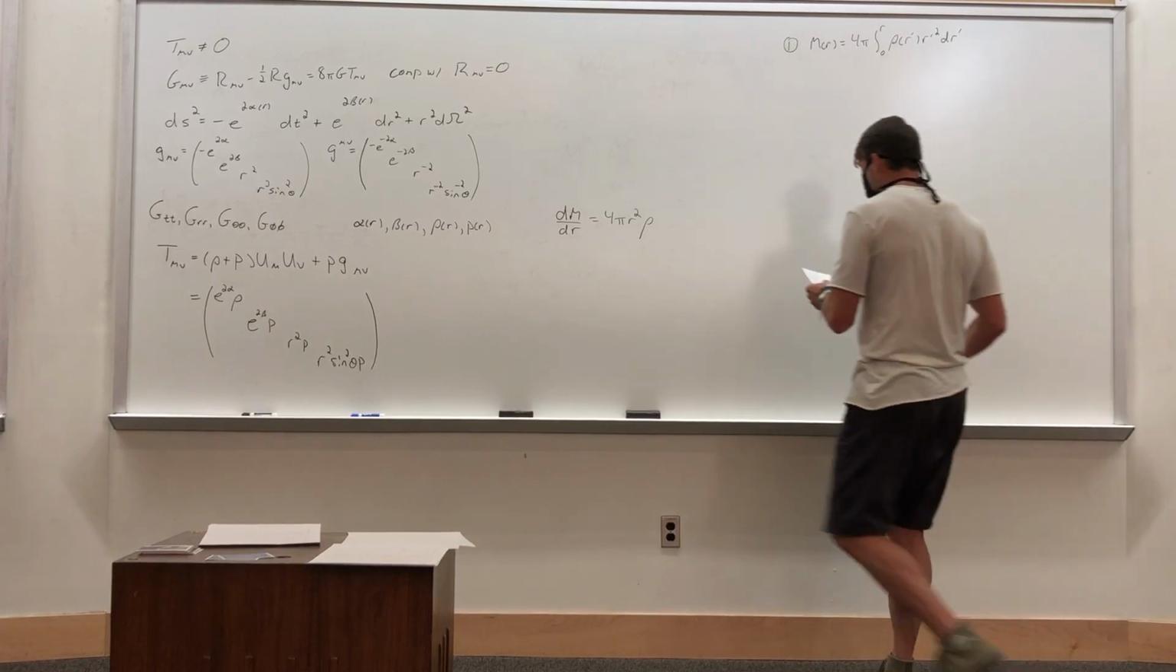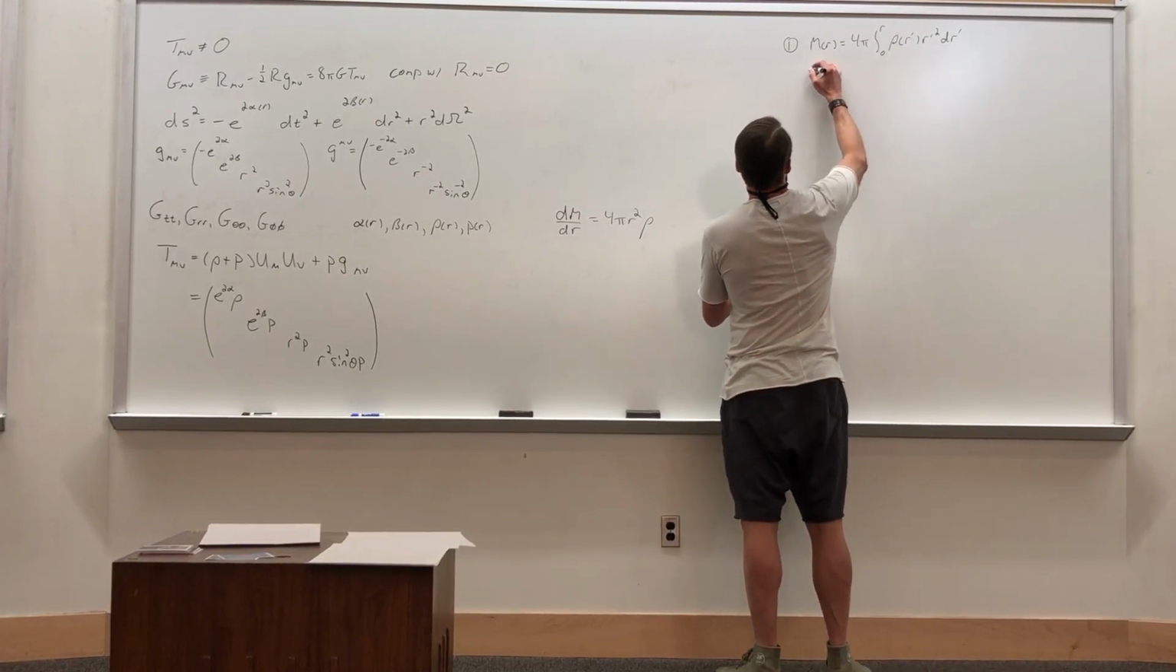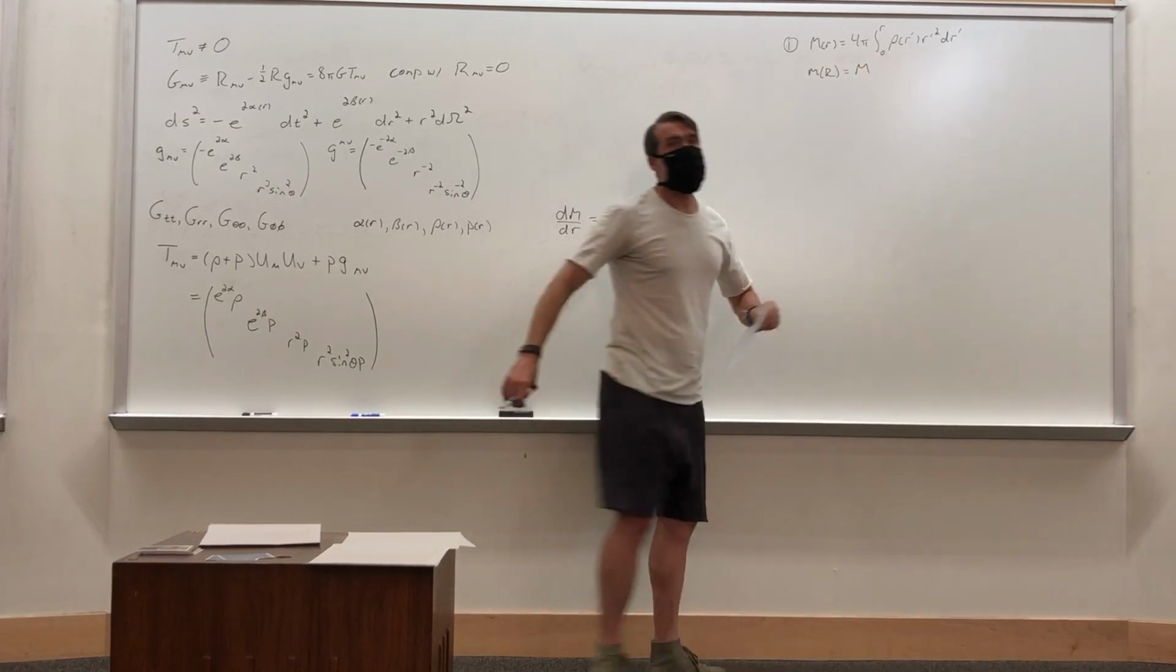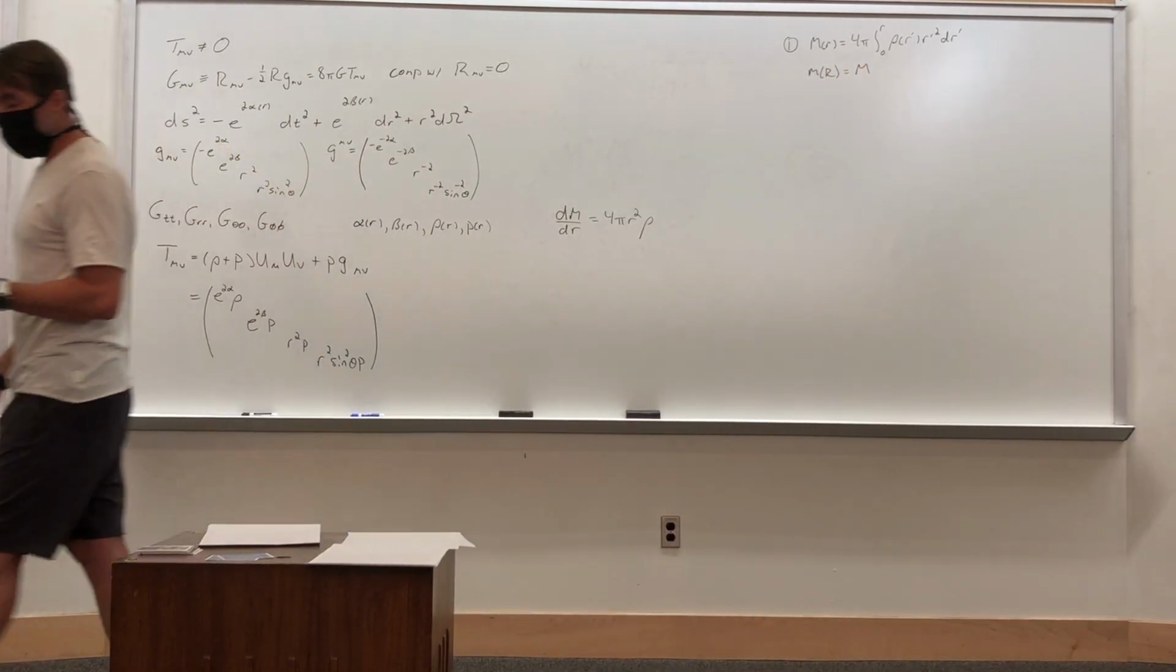Now, clearly, m of big R equals the total mass of the object.